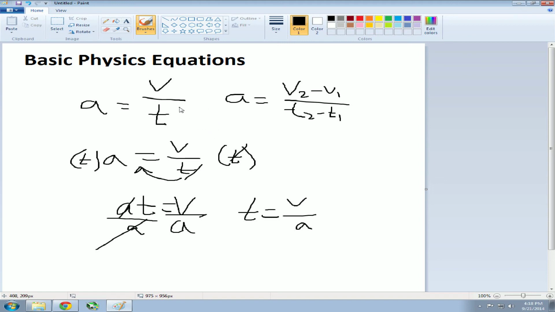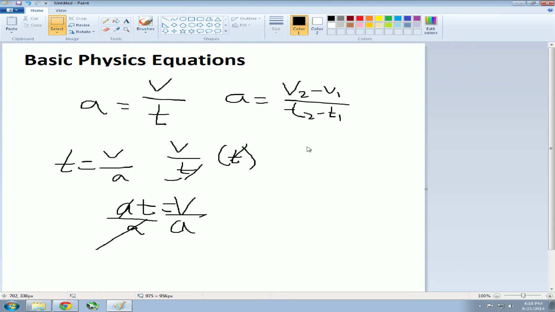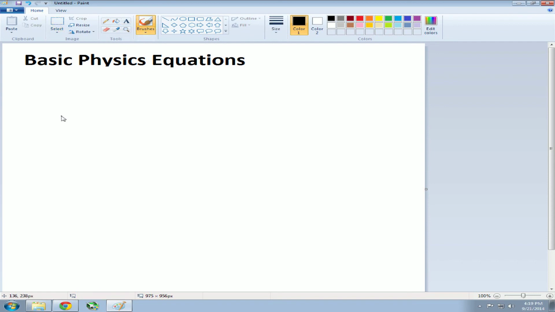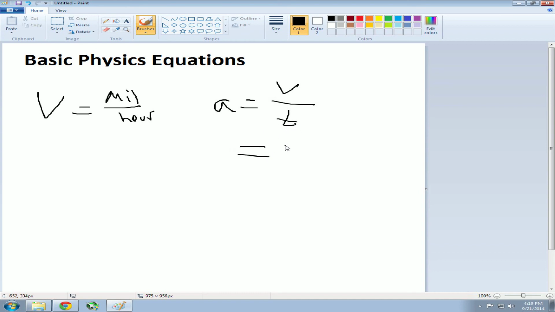So let's talk about the units really fast. Velocity or speed is equal to miles per hour, right? Like, that car is moving 30 miles per hour, or the speed was 10 miles per hour. Acceleration is a little different because it's v over t, right? Speed over time, and this is miles per hour over hours.